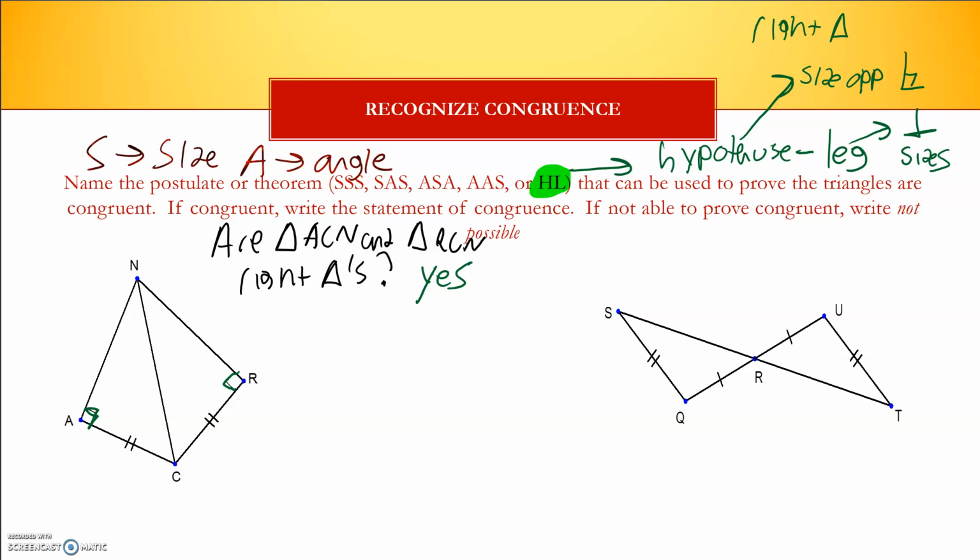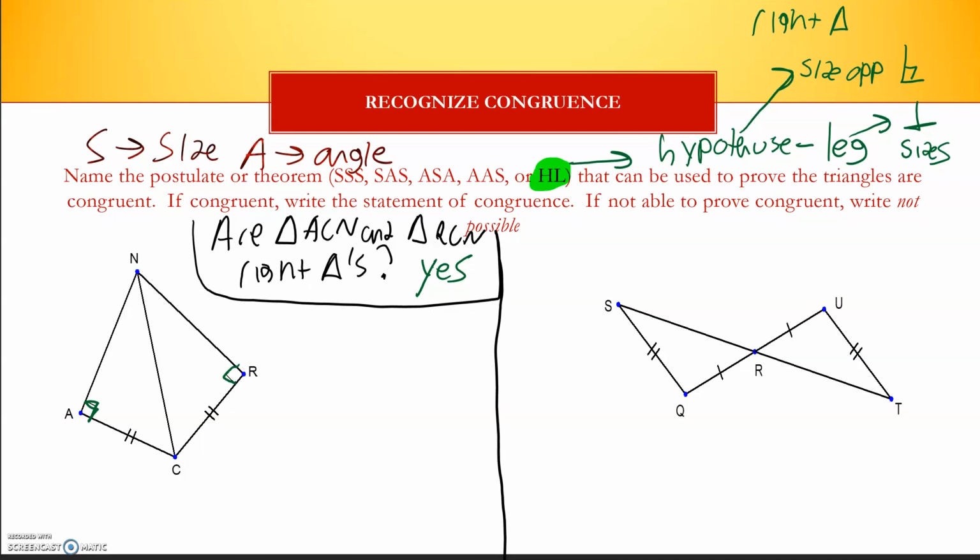Okay, so let's go through what we know as we've done before. So we know that AC is congruent to RC. That's given to us. And we know that we have two right triangles. We've already said that. I'm not going to say it again. We can show that NC is congruent to itself because of the reflexive property.